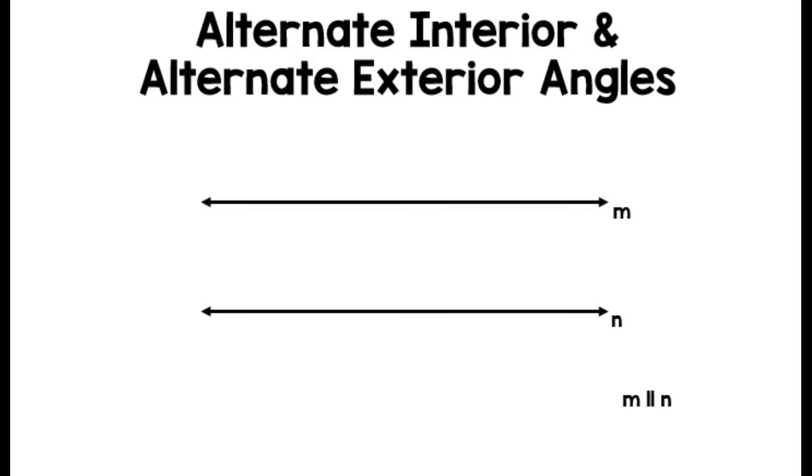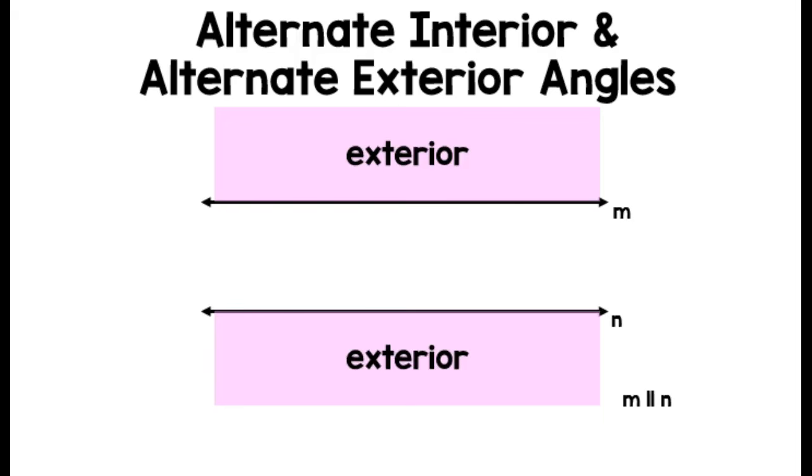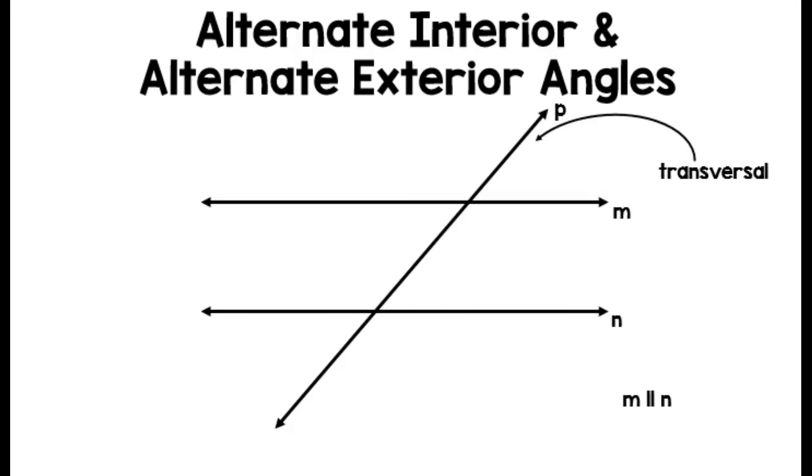Now we just want to get used to the terms interior and exterior. So right here, if you look at what I'm highlighting in yellow, this is in between the two parallel lines, or we like to say interior. So this is the interior of the two parallel lines. The exterior, or outside of the two parallel lines, here is highlighted in pink. So this is what we call the exterior of the parallel lines.